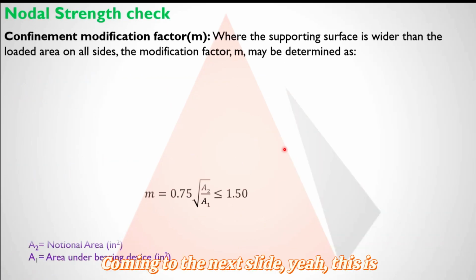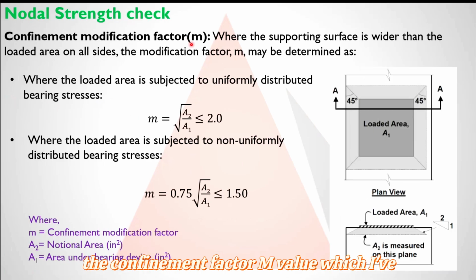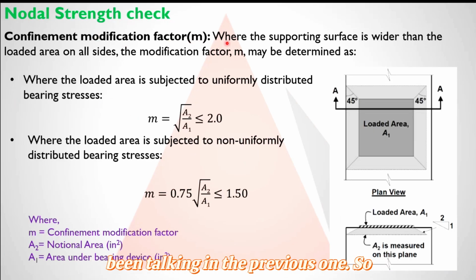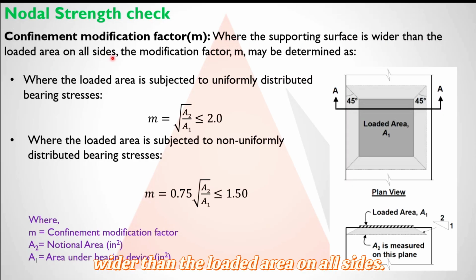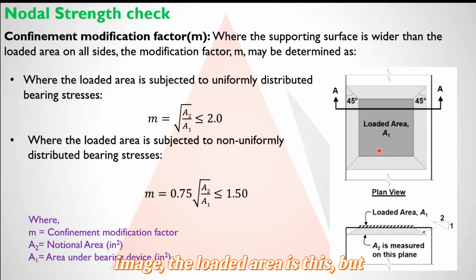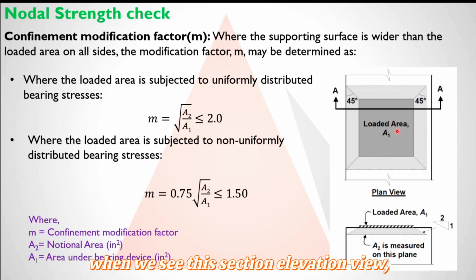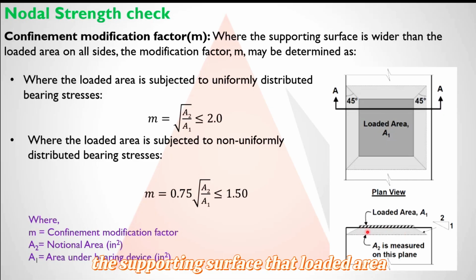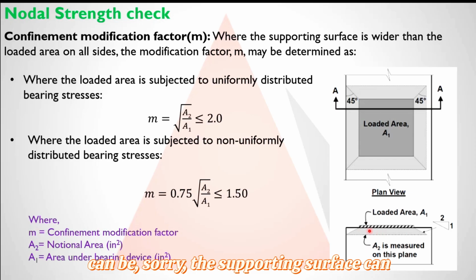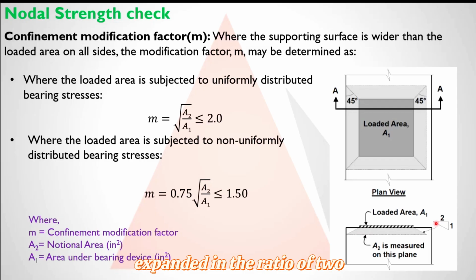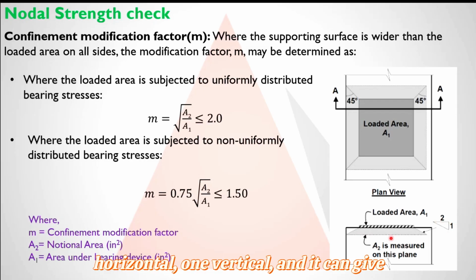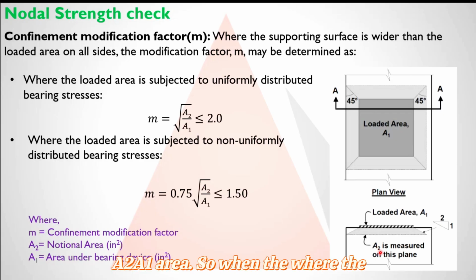Coming to the next slide, this is the confinement factor m value which I was talking about in the previous one. This is where the supporting surface is wider than the loaded area on all sides. The modification factor m may be determined as you can see in the image. The loaded area is this, but when we see this section elevation view, the supporting surface can be greater than the loaded area. It is expanded in the ratio of 2 horizontal to 1 vertical, and it can give us an A2 area, which is greater than the A1 area.